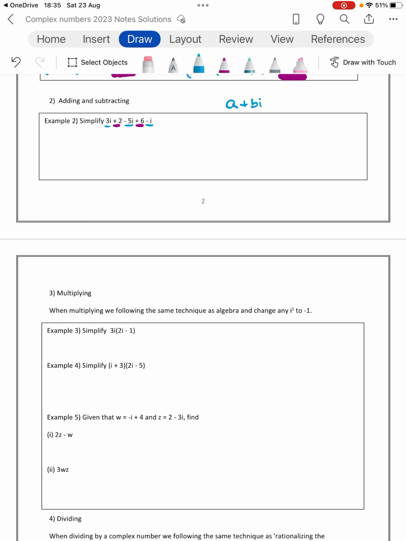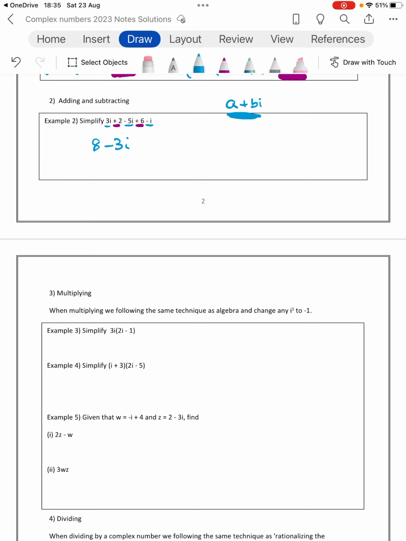So if I check here, underlined in blue, I have 3i minus 5i and minus i. Minus i represents minus 1i. So if I have 3 and I'm taking away 5 and I'm taking away 1, I end up with minus 3i. My numbers there are 2 and 6, and they add to give me 8. And I can put it before, I can put it after. It doesn't matter if it's in this format exactly. It can be bi plus a. That's fine as well. So that's all the adding is, just normal basic adding, same as algebra.